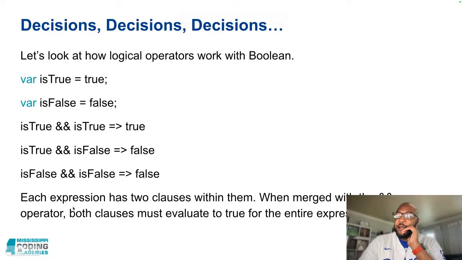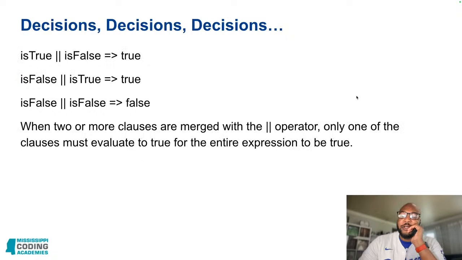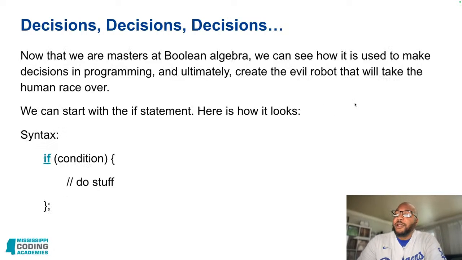Okay, so you can see here each expression has two clauses within them. When merged with the AND operator, both clauses must evaluate to true for the entire expression to be true. That's what I just stated. And then with the OR operator, when two or more clauses are merged with the OR operator, only one of the clauses must evaluate to true for the entire expression to be true. All right.